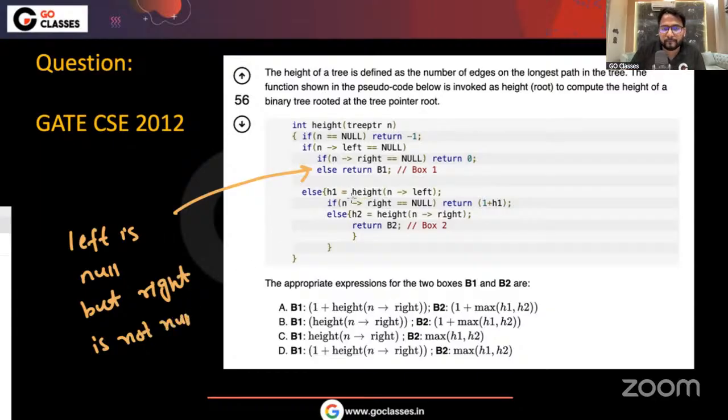Else, so basically they are saying if that is null then it is -1. If left is null, left equal null, if right is also null, then 0. If right is not null but left is null, then this. Okay. Else means if left is not null, then go to the left. And if right is null, then you just return the height from the left, which is fine. Okay, 1 plus that. If right is also not null, this is the case when both are not null.